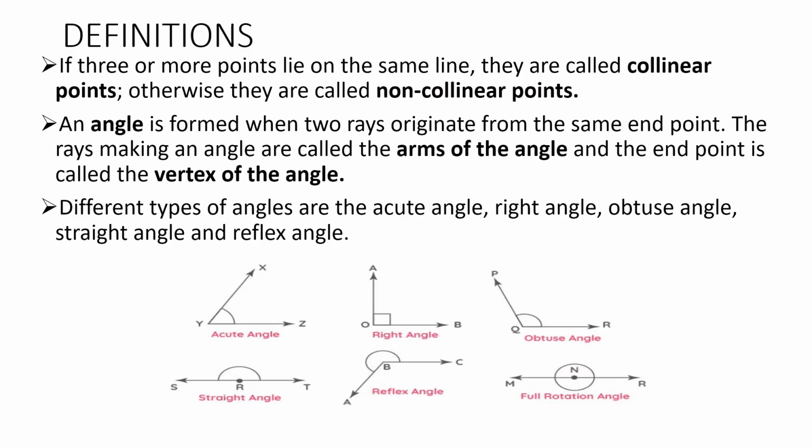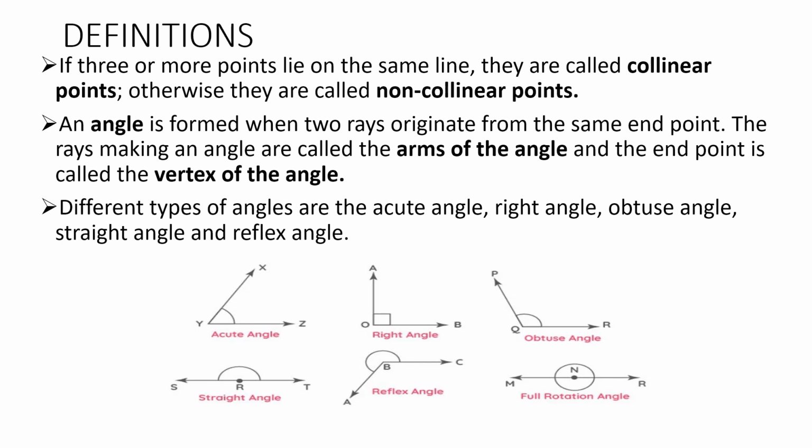Some definitions. If three or more points lie on the same line, they are called collinear points. Otherwise, they are non-collinear points. What is an angle? An angle is formed when two rays originate from the same end point. The rays making an angle are called the arms of the angle and the end point is called the vertex of the angle.